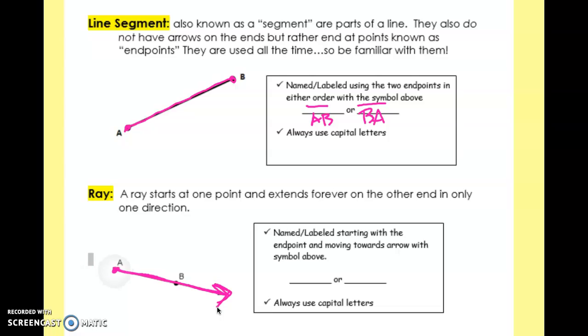You have to start, and I always think, where does the sunshine come from? The starting point, the sun. So you always have to label it doing so in that order. So this would have to be ray AB. There actually is no other way to write it, so I'm just going to go ahead and scratch that out. But again, we're using capital letters when we're identifying these elements.